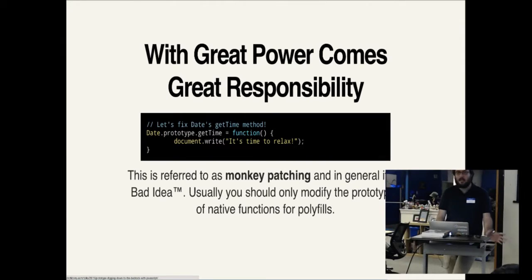But, and this is kind of a contrived example, you could, for example, overwrite the getTime method of Date to just blow out the page and say it's time to relax. So you would never normally do that, but what I'm trying to point out is that you don't really want to tamper with the built-in stuff in JavaScript unless you know what you're doing or it's for a polyfill. Because if you implement this code in a library and then someone uses your library on the page and they happen to use the getTime method, it's going to screw them up. And it's going to be hard for them to figure out why this is breaking for them.